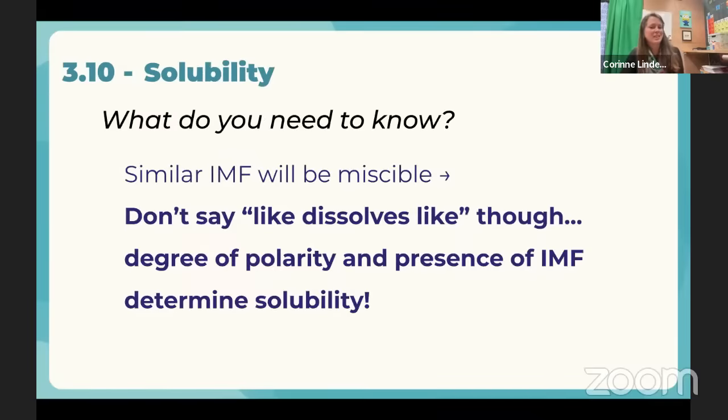The thing you need to know with solubility is that similar things with similar intermolecular forces are going to be miscible, or able to dissolve within one another. Do not say "like dissolves like." You can think it in your head. Don't tell anyone, but don't say that. Do not write that down. It's all about the degree of polarity and the presence of those intermolecular forces. That's going to determine what is soluble together, right? What is miscible? If you think miscible, mixable, okay? If two substances are miscible, it means they're able to dissolve in one another.